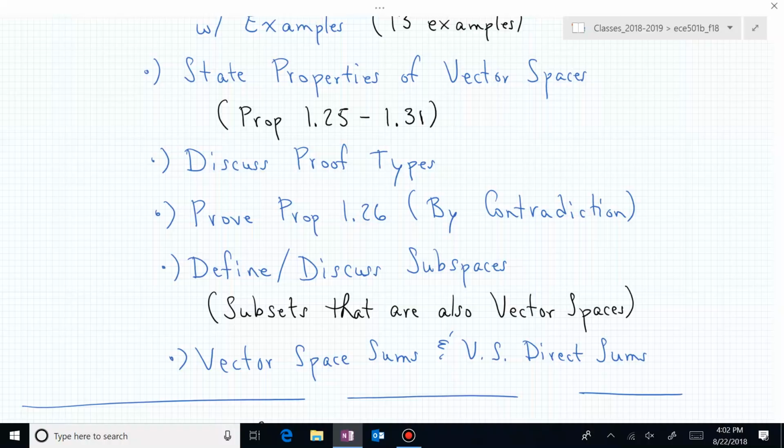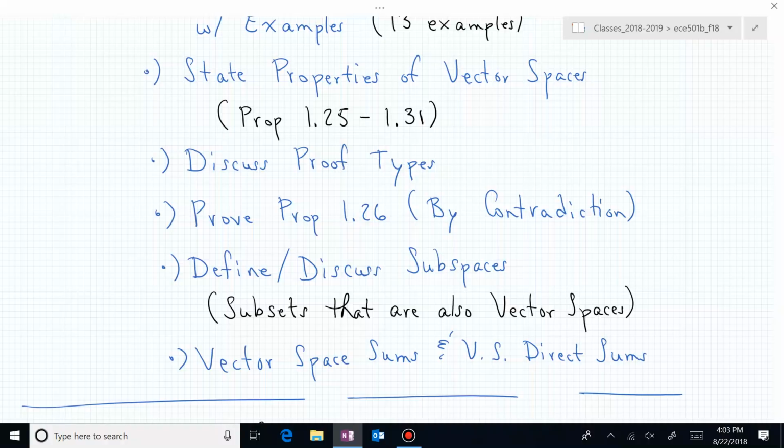Then we will quickly go through some different types of proofs, not going through the details, but just giving you a rough idea behind how you can maybe prove a theorem. Then we will actually use that to prove Proposition 126, which is one of the propositions we'll just state earlier, and we'll illustrate that proof by contradiction. We won't do a direct proof, we'll prove it by contradiction using one of the strategies of proving. Then we will look at subspaces.